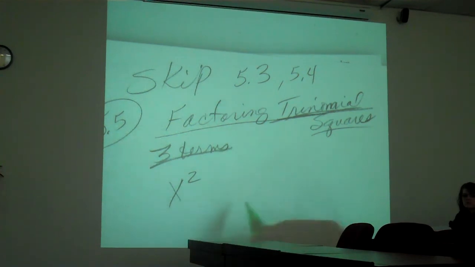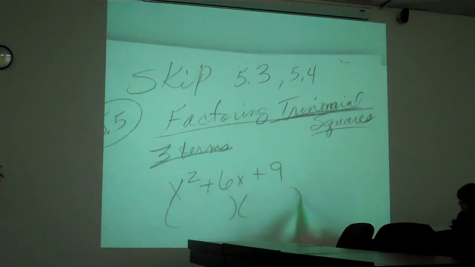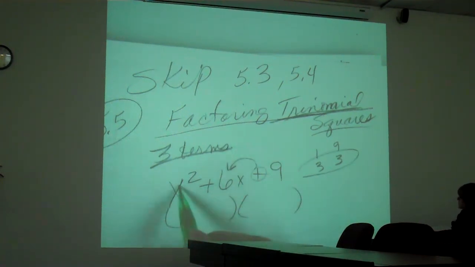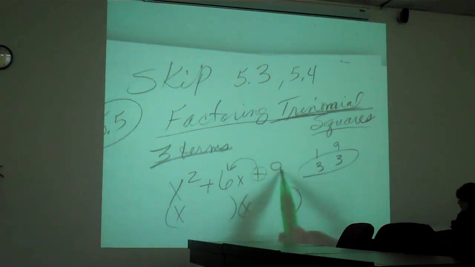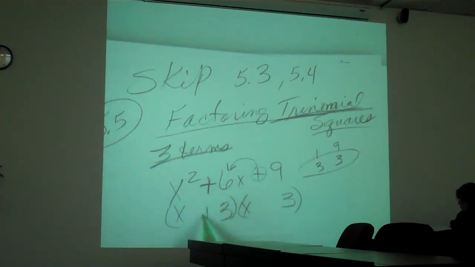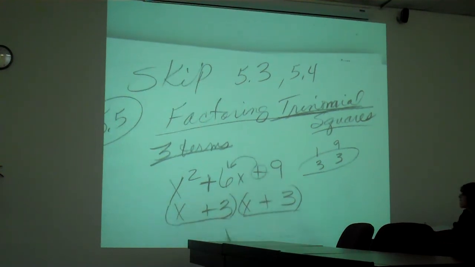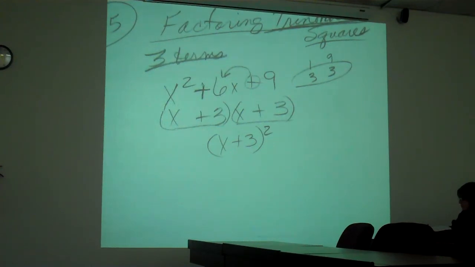X squared plus 6x plus 9. When you factor that, you would put 1 times 9 or 3 times 3, right? The ones that add to give you 6 are the 3 and 3, right? So x squared is x times x. 9 is 3 times 3. And they're going to be positives. See how it's the same thing twice? That's x plus 3 squared. That's the type of thing you're going to be factoring now.